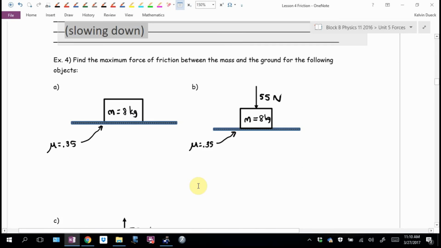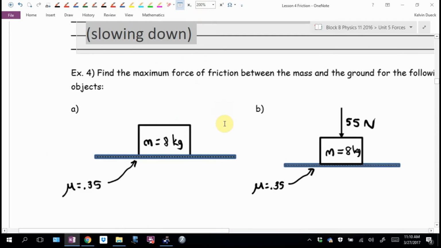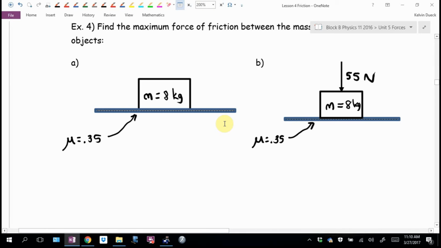Let's start walking through calculating the force of friction. It says: find the maximum force of friction between the mass and the ground for the following objects. We're just going to assume that we're pulling to the right, but it's not moving. How do I calculate friction? Well, we said this: friction is mu times the normal force. This is a job for a free body diagram. In fact, anytime you're dealing with friction, you're probably going to want to do a free body diagram.